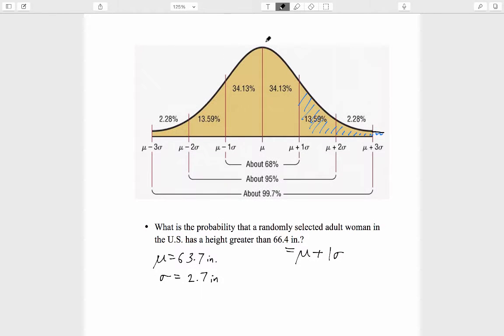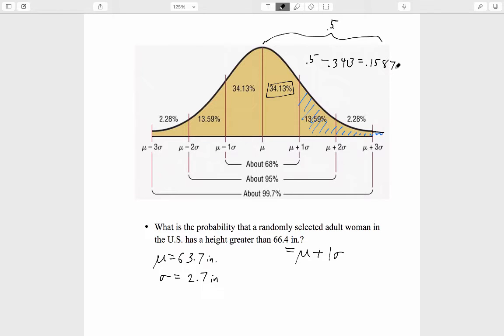To find this probability, let's first notice that the probability of having a height greater than the mean equals 0.5. In this context, we're not going to distinguish between greater than the mean or greater than or equal to the mean. We're just going to think in terms of half the data being above mu and half the data being below mu. So if there's a 0.5 probability of being to the right of mu, that means that 0.5 minus this particular 0.3413, which equals 0.1587, is the probability that we're looking for.